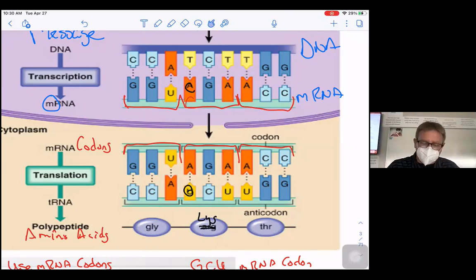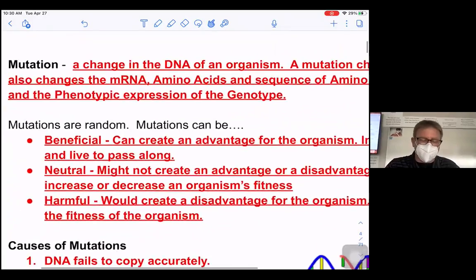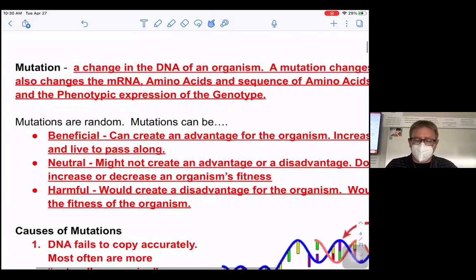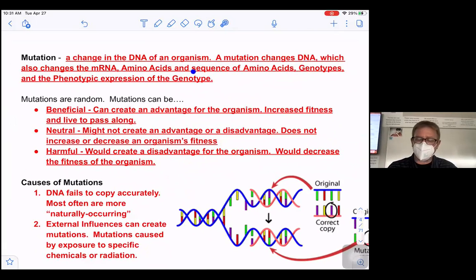So today we're going to be looking at how these changes come about. We call those changes mutations. There we go. You can all see that now. A mutation is a change in the DNA of an organism. The mutation changes the DNA, which changes that mRNA codon, which then changes the amino acid sequence, which then changes the phenotypic expression of the genotype or the phenotypic expression of the protein. So again, we change the structure, we change its function. We change the function, we change the way that it's being expressed or used.